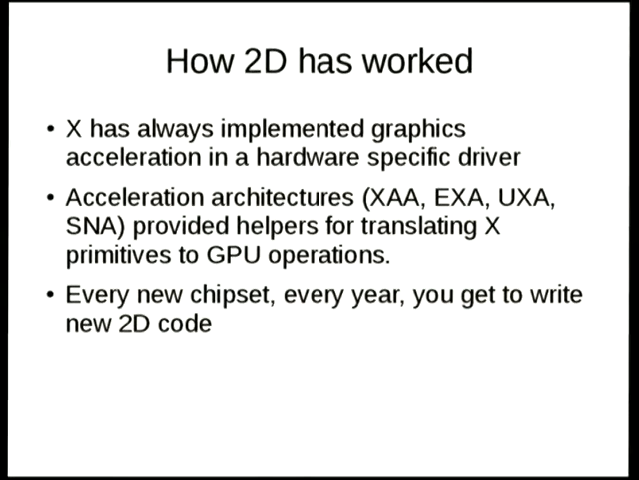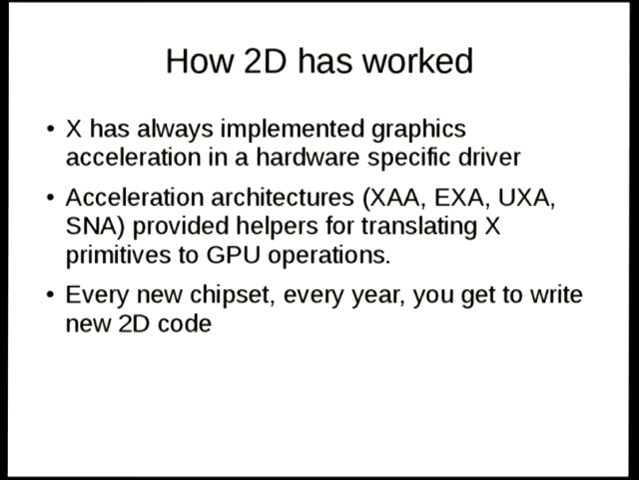So X has always had 2D acceleration done in device-specific drivers, right? We have these acceleration architectures in the X server that try to take the really complicated x.org rendering model and map it to a few primitives that your hardware can hopefully accelerate. The common primitives recently have been solid fills, copy area, and the render extension, which is a blending operation.